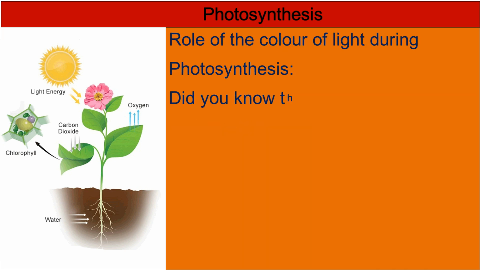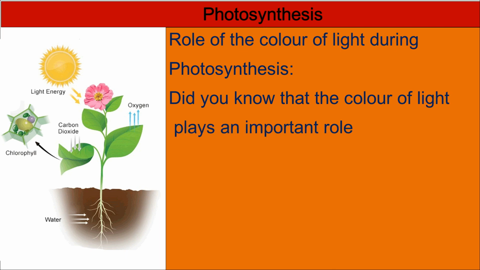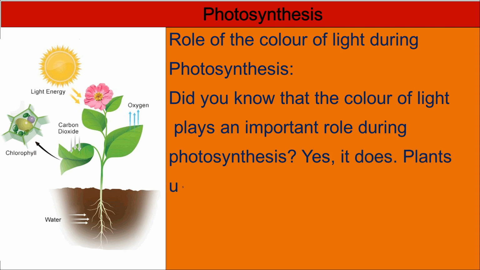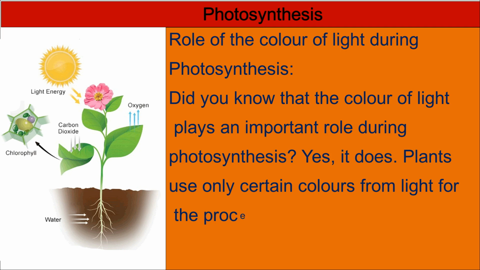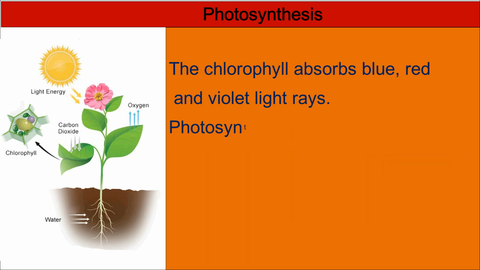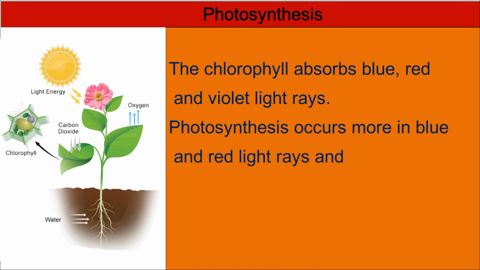Role of the color of light during photosynthesis. Did you know that the color of light plays an important role during photosynthesis? Yes, it does. Plants use only certain colors from light for the process of photosynthesis. The chlorophyll absorbs blue, red and violet light rays. Photosynthesis occurs more in blue and red light rays and less, or not at all, in green light rays.